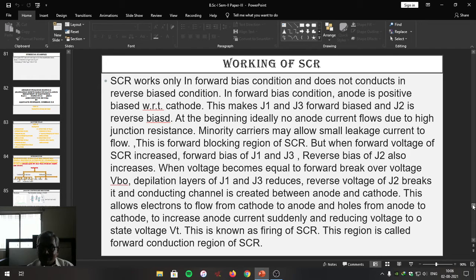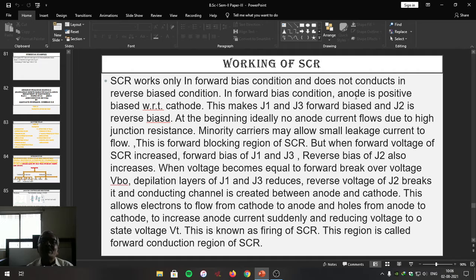We also defined a few terms last time, and that is the firing angle of SCR. It is the number of AC cycles that pass prior to conduction of SCR. It is denoted by alpha. We also defined the conduction angle. It is the angle through which the SCR conducts. It is denoted by theta. Alpha plus theta is always equal to 180 degrees. So that's what we have studied last time.